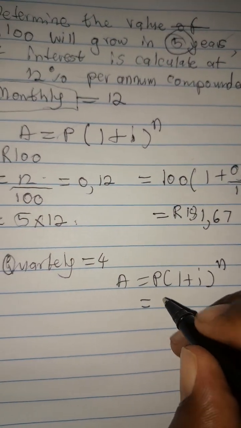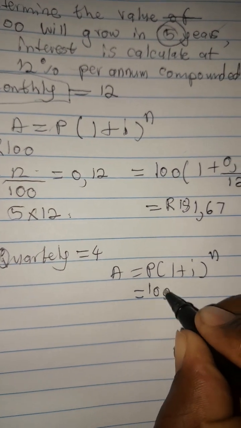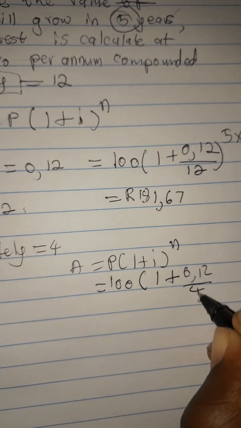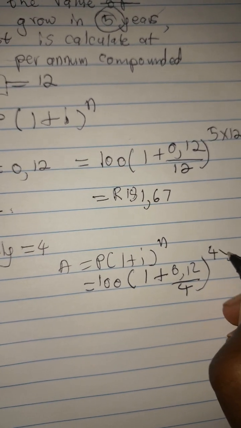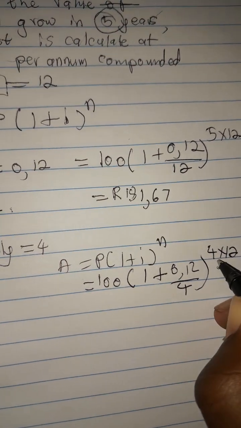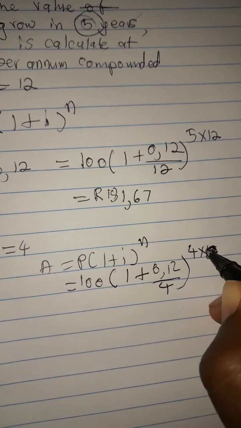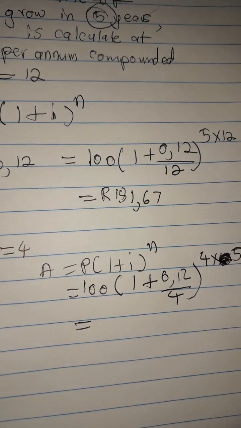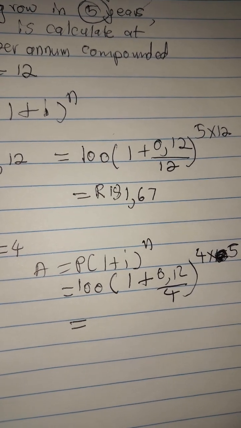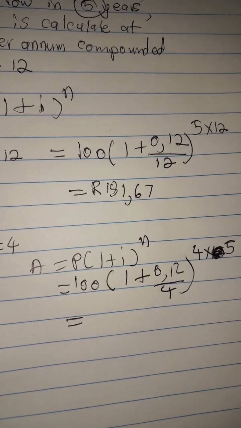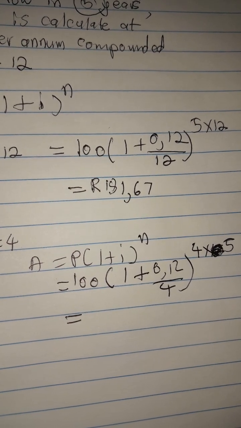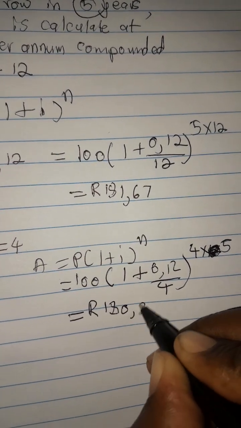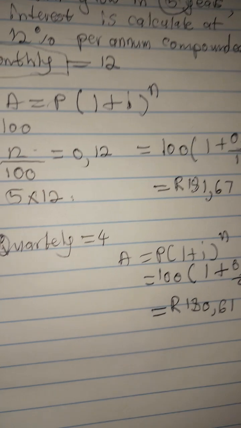Our present value we know is 100 rand, as well as 1 plus 0.12 divided by 4 now, since it's quarterly. So it's going to be 4 multiplied by 5 years, sorry for that. Don't forget the years. It's 4 times 5. Then let's punch our calculator. You're getting 180 and blah blah blah. Corrected to 2 decimal places, that will be 180,61.